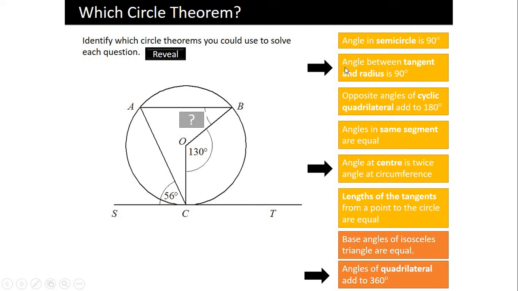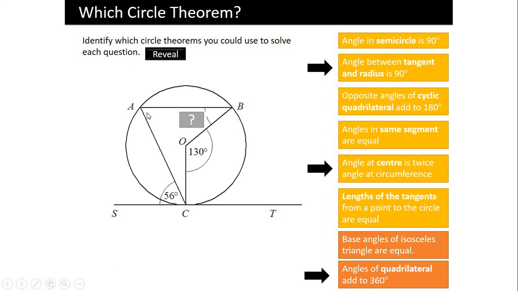So for this one then, we would use that the angle between the tangent and a radius is 90 degrees. So we're going to have a look at this in a few moments. So this is the radius, this is a tangent. So tangent is a line that touches the circle in one place. So this whole angle here will be 90 degrees. So if we do 90 subtract 56, that will give us then that this angle is 34 degrees.